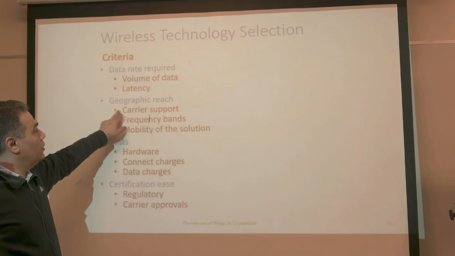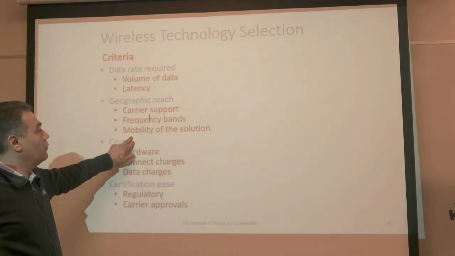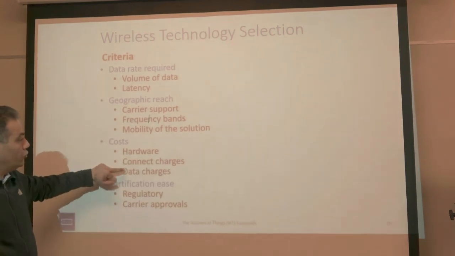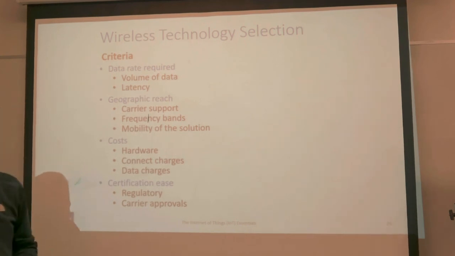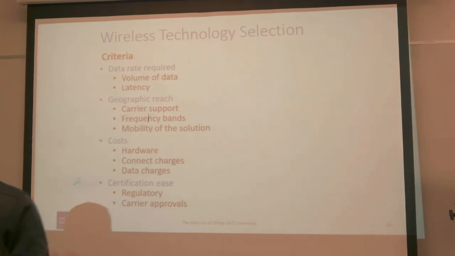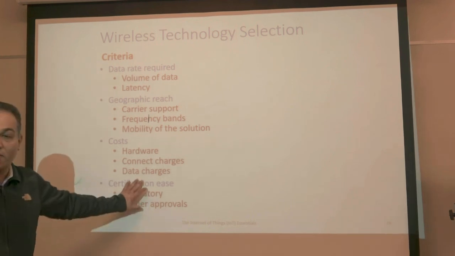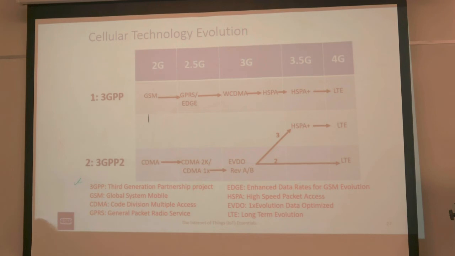Geographic reach: what carrier support, frequency bands, and mobility does the solution have? The cost: what are the hardware costs, connection charges, and data charges? Certification by the government is not cheap. There are monthly and annual fees, all of that, so you have to think about all of this. For example, you could have a whole product and not think about whether certification will be done or not, and what the cost is. It might end up being a big fee.